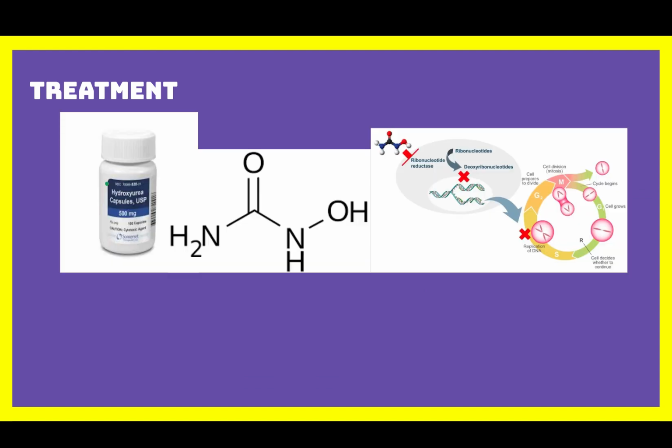Treatment for sickle cell disease focuses on symptom management and preventing complications. Hydroxyurea, an oral medication, reduces the sickling of red blood cells by stimulating the production of fetal hemoglobin, a type of hemoglobin normally present before birth that interferes with hemoglobin S polymerization.